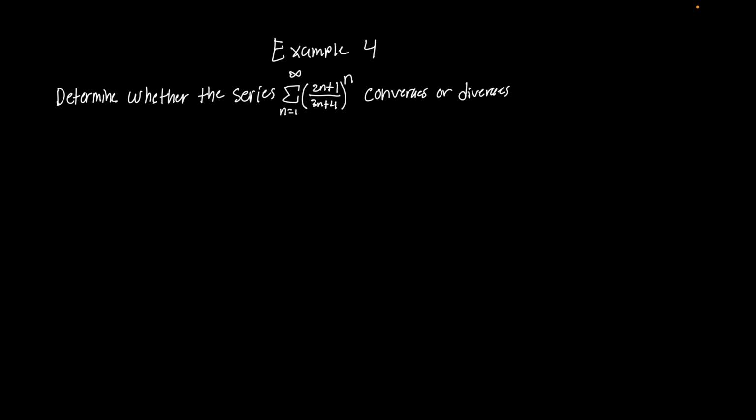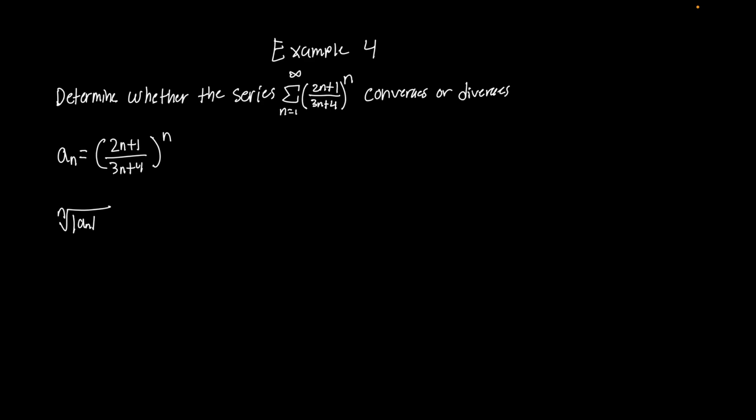This whole term is raised to the nth power, so we can use the root test to simplify this. So the algebra becomes simpler. The first thing we want to do is write the term down. It's just (2n + 1) over (3n + 4) to the nth power. The root test asks us to take the nth root of this. The term is already positive, so the absolute value doesn't matter.